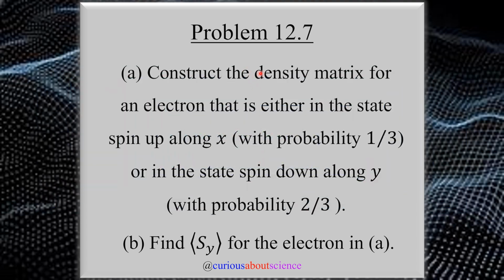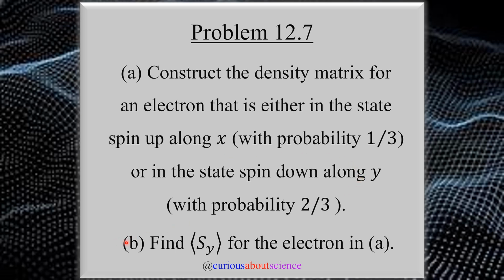Alright, so this is problem 12.7, the second to last one in this chapter. And the goal here is to construct the density matrix for an electron that is either in the state spin up along x with probability 1/3, or in spin down along y with probability 2/3. Now again, mixed states, not superpositions. If we were a superposition of spin along x, that would be one state in a linear combination. But since we have spin along x and y, this makes it a mixed state.